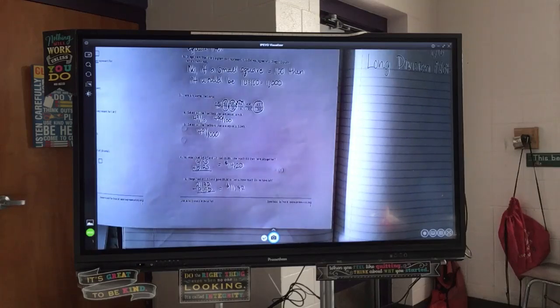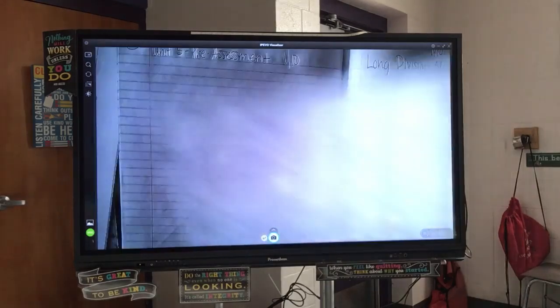For B, what do you have to do when you subtract decimals? What do you have to do? Line up your decimals, so that one you should have had $11.82.